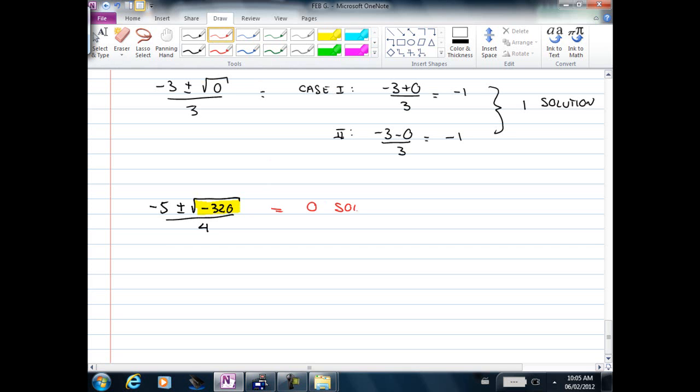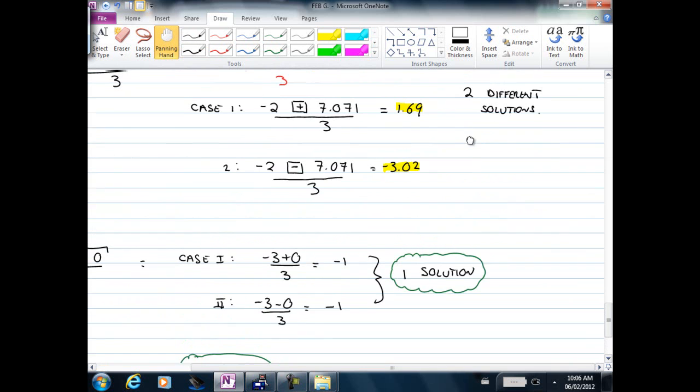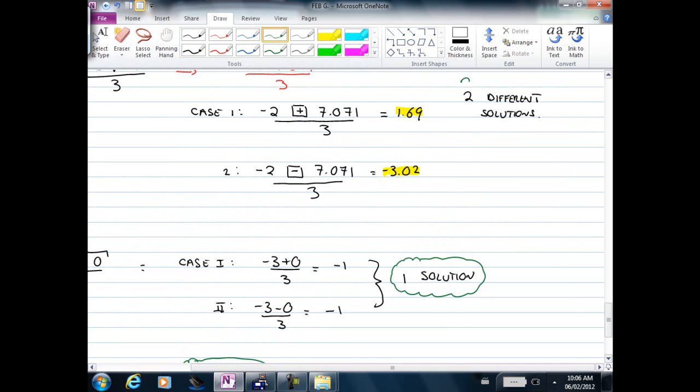Guys and gals, this is your next lesson for today. This is called nature of the roots. These right here, I'm going to put a little bubble. 0 solution. 1 solution. These are called your nature of the roots. So when I ask you the nature of the root, it means how many solutions are there? And I have 2 solutions. There's only 3 possible answers you can give me.